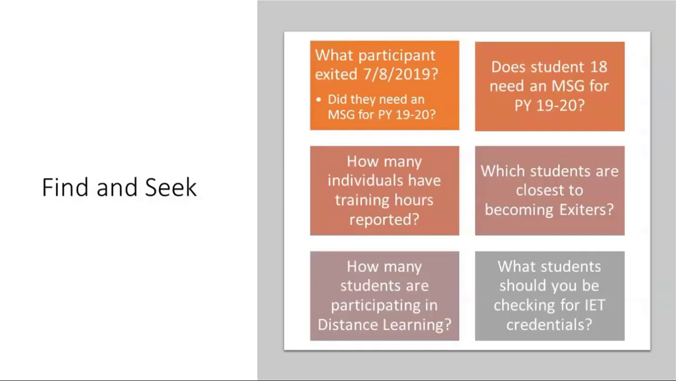Okay. Next question, how many individuals have training hours reported? So we're getting down to some more simple questions here, but it's just a way for you guys locally to look at the report and see all the information that it can give you. So if you said 5, that's correct.